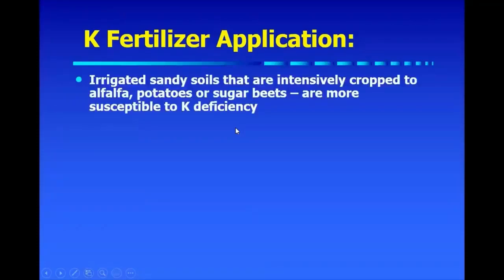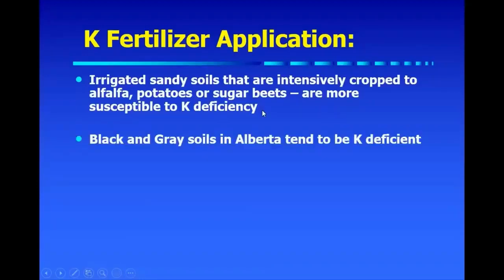And just a few comments. In southern Alberta, where would you most likely see a potassium deficiency? Irrigated sandy soils tend to be the most deficient in potassium. And if you have an intensive crop rotation, where you might have alfalfa, potatoes, or sugar beets in rotation, all these are very big potassium users. Some people are growing soybeans now. They're a heavy user of potassium as well. They're more susceptible to potassium deficiency.